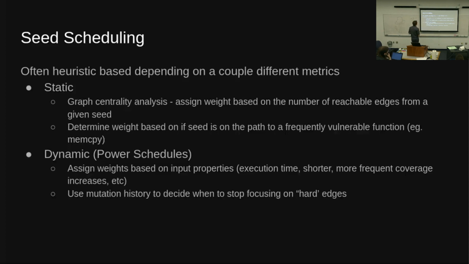There are two main ways of doing this. The first one is static. With this, you try to do some form of analysis on the target to determine which of your inputs are the most interesting. One of these is, for example, graph centrality analysis. With this, you assign weights to each input depending on what this input can potentially reach.